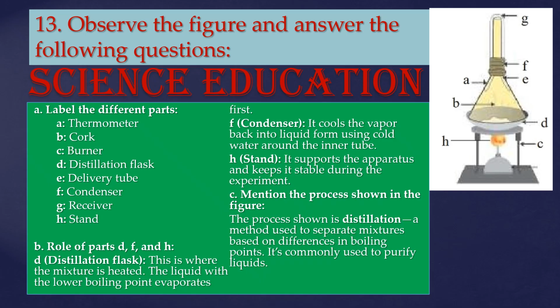So distillation flask, this is where the mixture is heated. The liquid with the lower boiling point evaporates first. Condenser, it cools the vapor back into the liquid form using cold water around the inner tube. Stand, it supports the apparatus. Mention the process shown in the figure. The process is distillation.